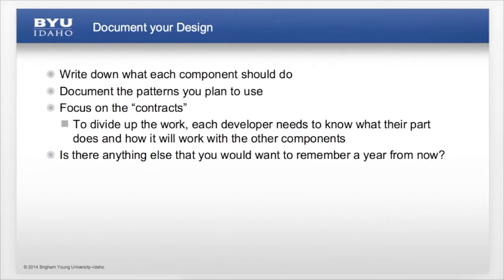Now, you need to document this stuff. You don't have to have a final document before you start doing development, but write down each of these components and talk about what each should do. This is not for anybody but your team at this point in time, okay? Document the patterns you're going to use. And the contract. The contract is the interface that's exposed from one component to another.